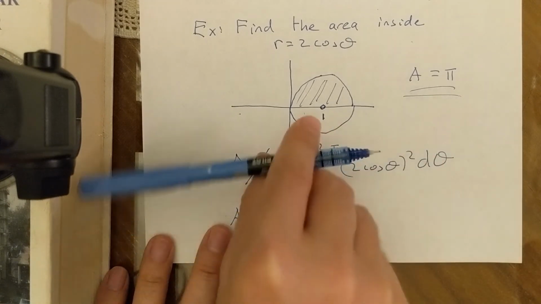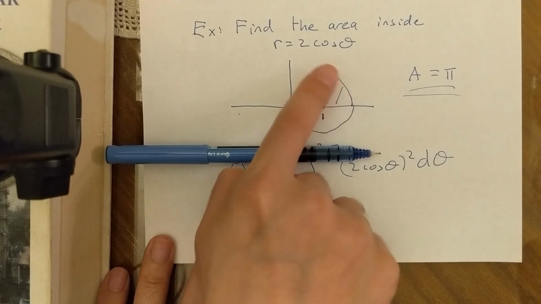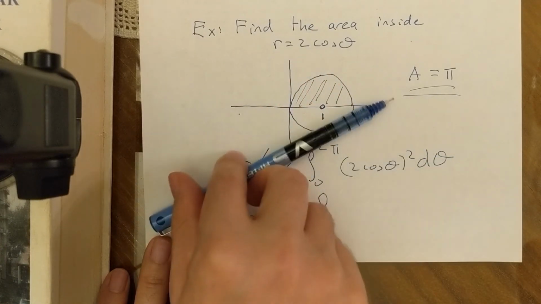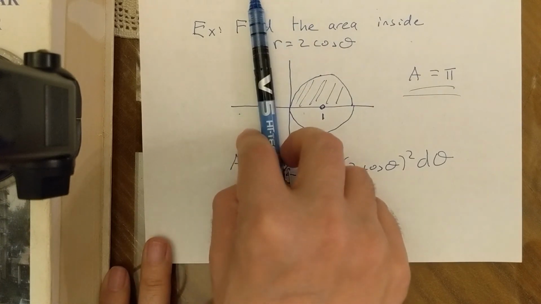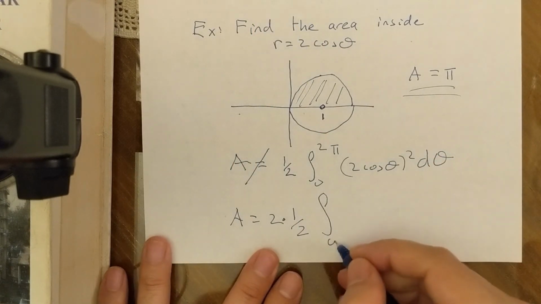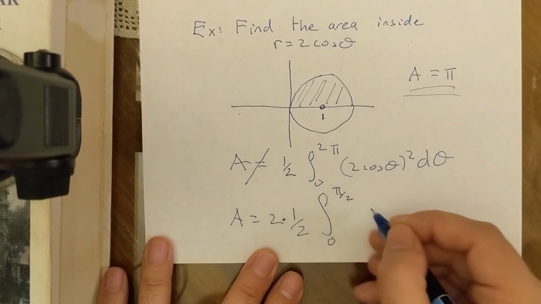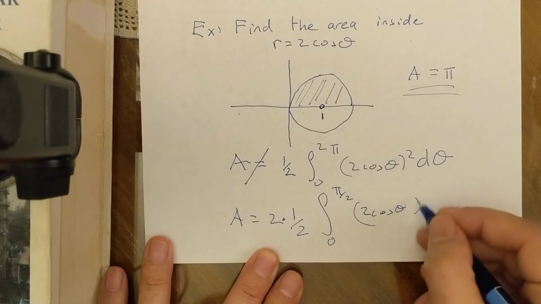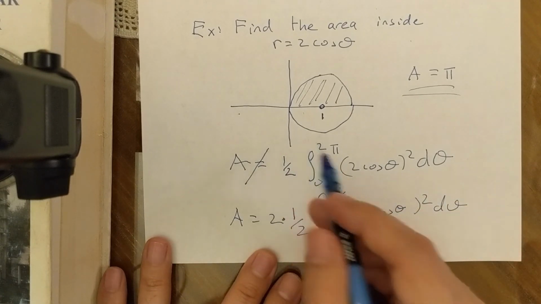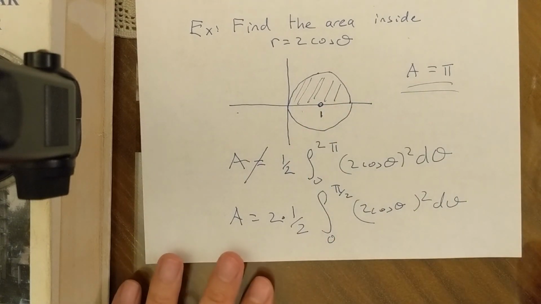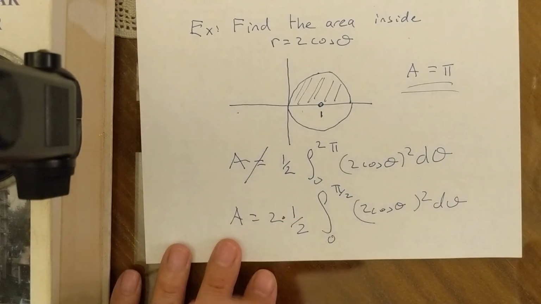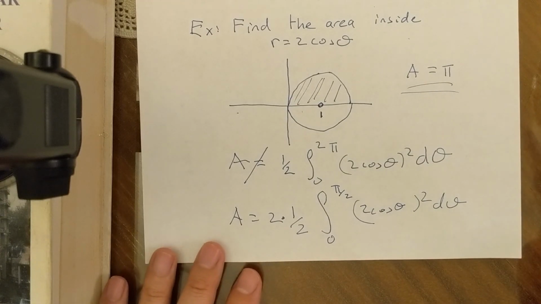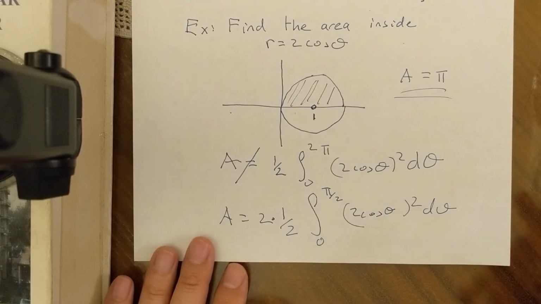So it just takes me, watch my fingers, pi over 2 radians, just 90 degrees, to trace the upper circle. So the answer is the integral from 0 to pi over 2 of 2 cosine theta squared d theta. Okay, if you do the other one, you're going to get twice the circle. In 2 pi radians, you actually go around the circle twice. Okay, so you get twice the area instead of a single area.